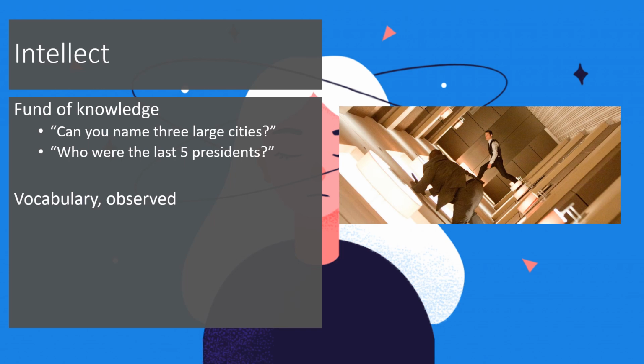Fund of knowledge, right, or just intellect in general. Here we're just trying to assess the patient's intellect, IQ. So fund of knowledge, can you name 3 large cities? Who were the last 5 presidents? Name 2 professional sports teams from this state. Those are just ways to tell how aware the patient is of their surroundings. How aware are they of what's going on in the world? Okay, so that's more intellect.